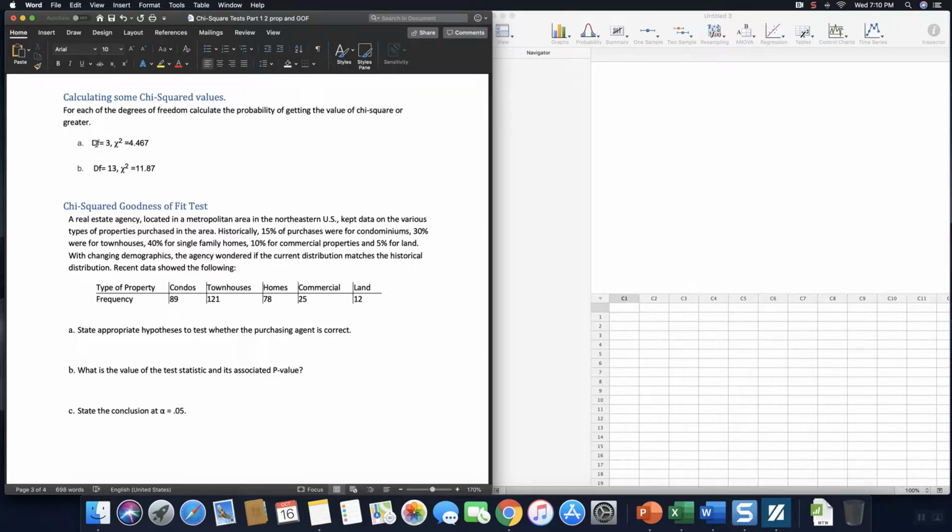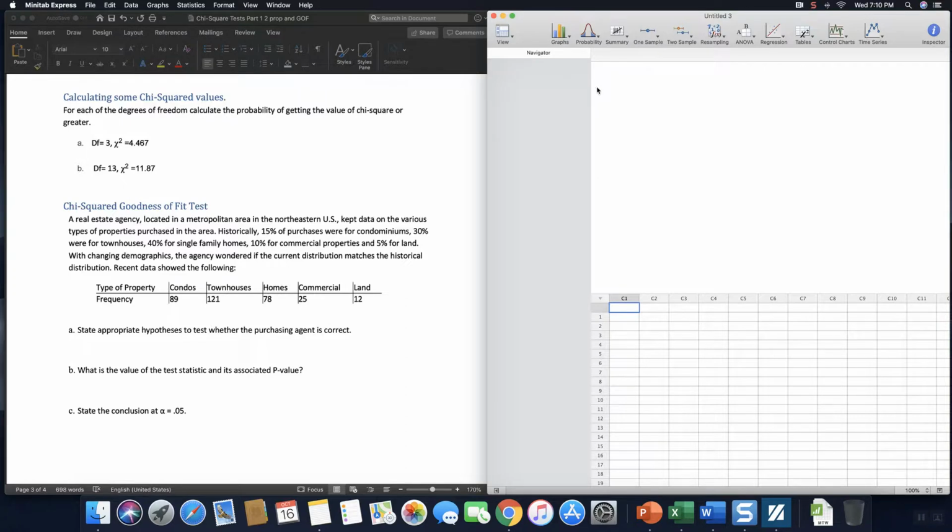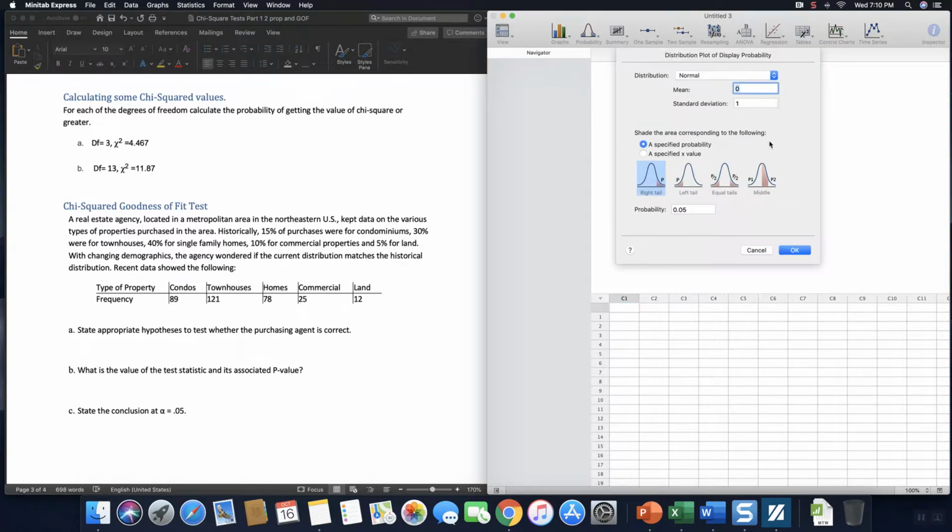I'm going to first look in A at one that has degrees of freedom 3, and I'm going to look at a chi value of 4.467. In Minitab, we go up to probability, distribution plot. I'm going to choose display probability. That's the only one we ever use. So once again, that was probability, distribution plot, display probability. I'm going to do that again in a minute just to make sure you keep track of this.